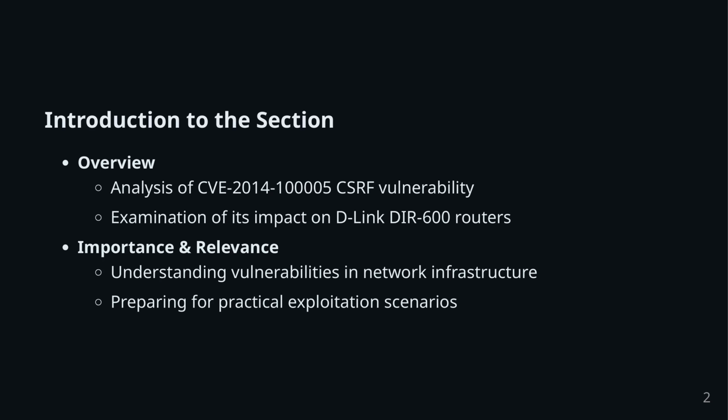In this section, we will dive into an analytical overview of the CVE 2014-1005 CSRF vulnerability, focusing specifically on its implications for the D-Link DIR-600 routers. We will explore why understanding these vulnerabilities is crucial for ensuring the security of network infrastructure. First, we'll thoroughly analyze the CSRF vulnerability identified as CVE 2014-1005, and then examine its impact on the D-Link DIR-600 routers.